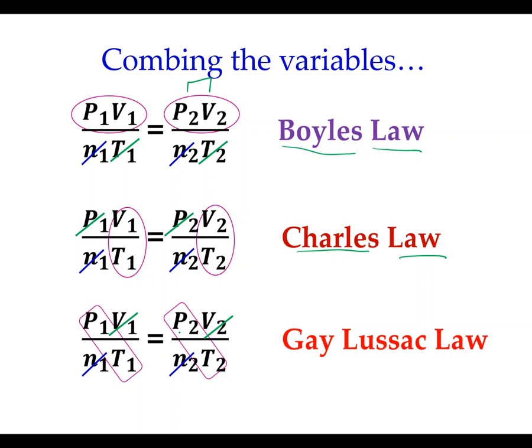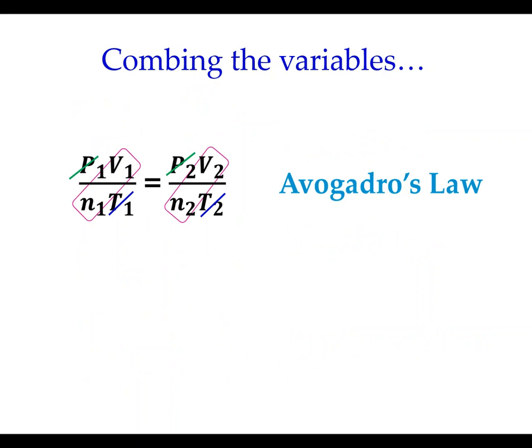If I have pressure and temperature, but volume and moles are not changing, that's Gay-Lussac's law. And last but not least, if I have pressure and temperature being constant, volume and moles are changing, that would be Avogadro's law. So combining the variables, this gives you the one formula. You can write it out, cross off the ones that are constant, and know which variables are changing and which ones you need to use without having to memorize the individual gas laws.